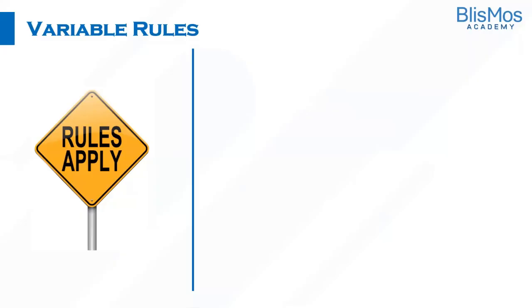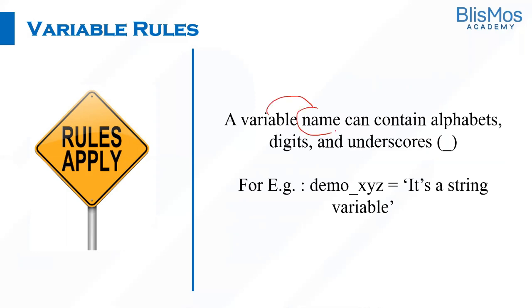These rules are pertinent to Python. Variable name can contain only the alphabets, digits, and underscore. For example, demo underscore xyz, or you can say 2, 3, 4, something like that. It can have only alphabet, digits, and underscore. Any other values cannot be used to declare a variable. That is one of the first important rule.